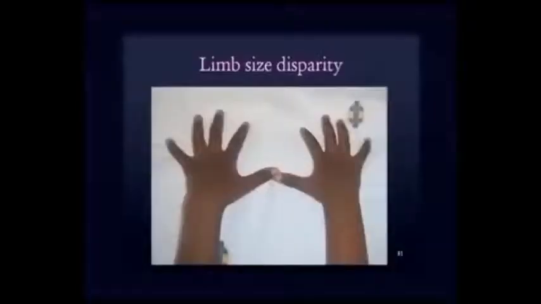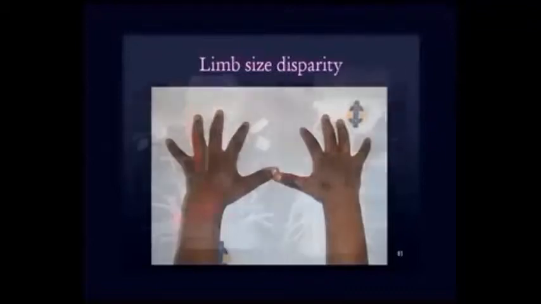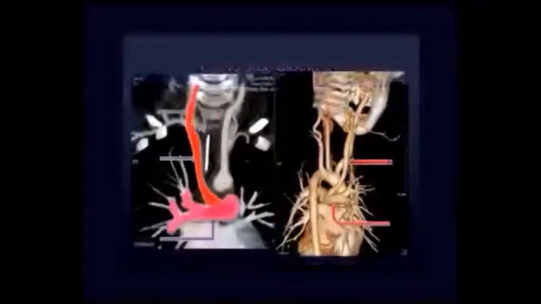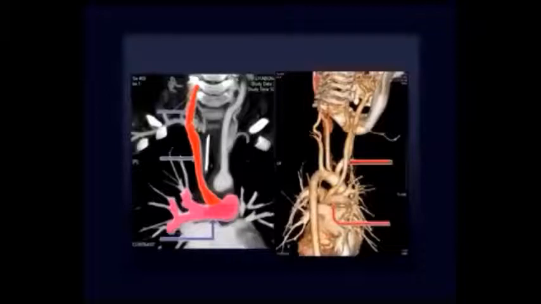I hope you can see that the left hand is bigger than the right on this one. It doesn't look that obvious, but when you see the patient, it's striking. Now, the angio, the cardiac cath showed, first of all, that the patient had a left-sided aortic arch. The first branch from the aortic arch was not the innominate. It was the right common carotid. This was followed by the left common carotid and then the left subclavian.